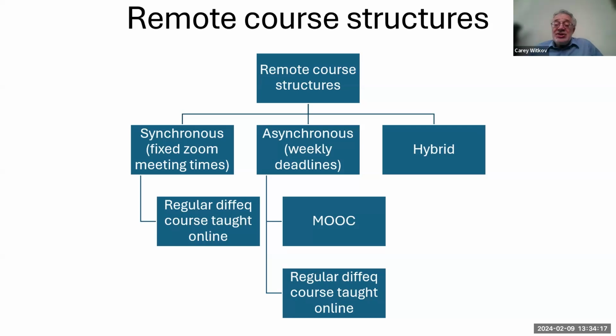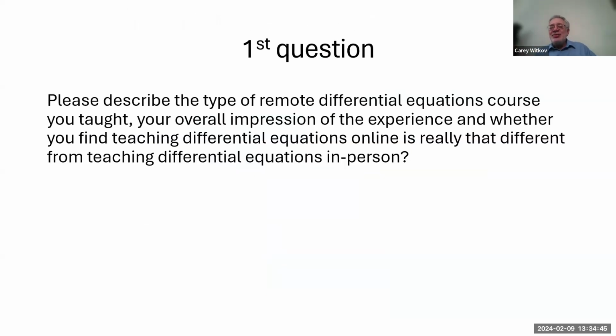Or you could have an asynchronous course, so weekly deadlines. And this could be huge, like a MOOC, a massive online course. Or you could have, again, something like a regular differential equations course taught online, but asynchronously. And my experience with teaching physics remotely has been in the asynchronous format, or you could have some hybrid combination of these.